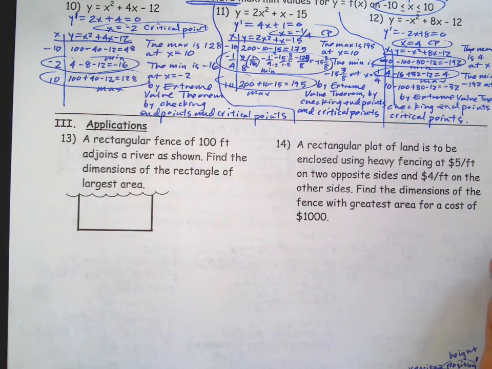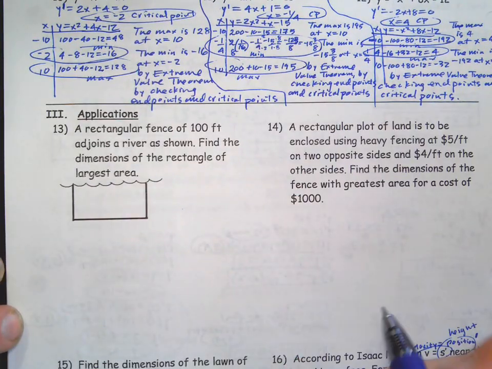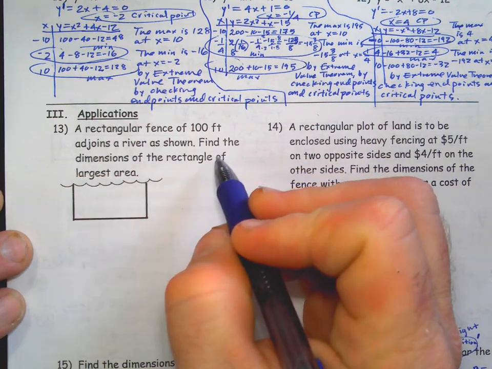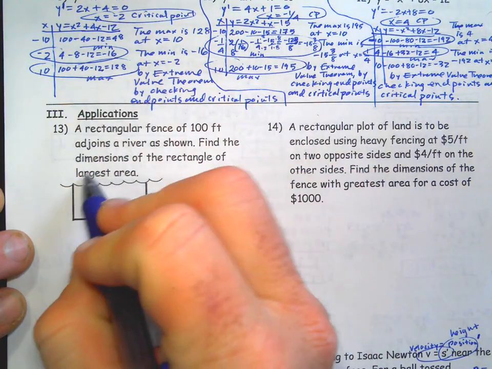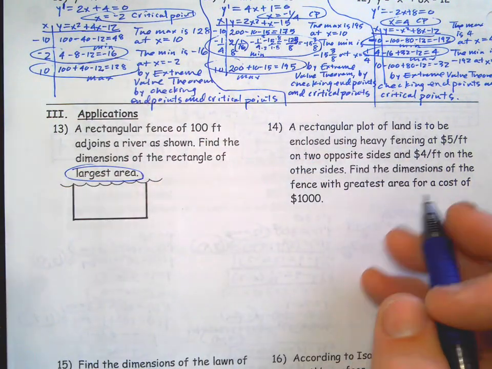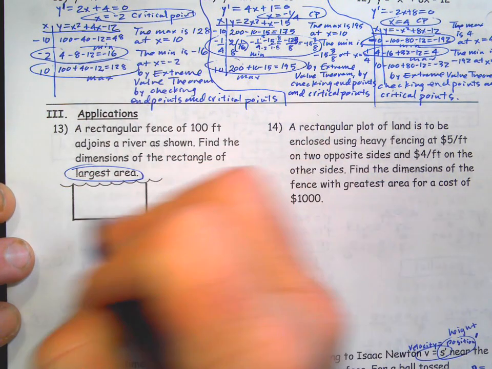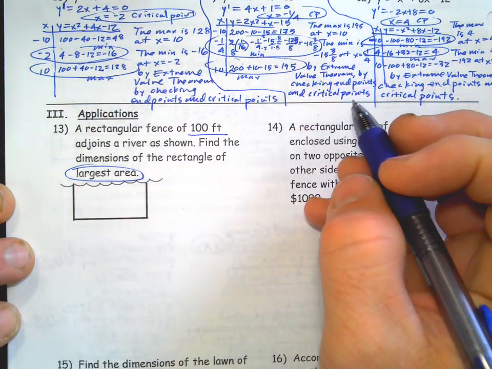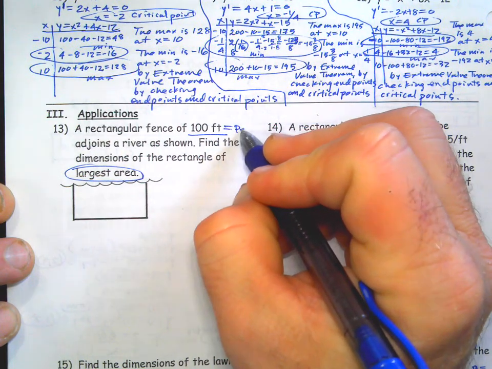Okay, so for optimization: a rectangular fence, 100 feet, joins the river as shown. Find the dimensions of the rectangle with the largest area. So the river is a natural boundary, so we don't need to build fence there. We have 100 feet of fence. That's going to be a constraint, like a perimeter constraint.